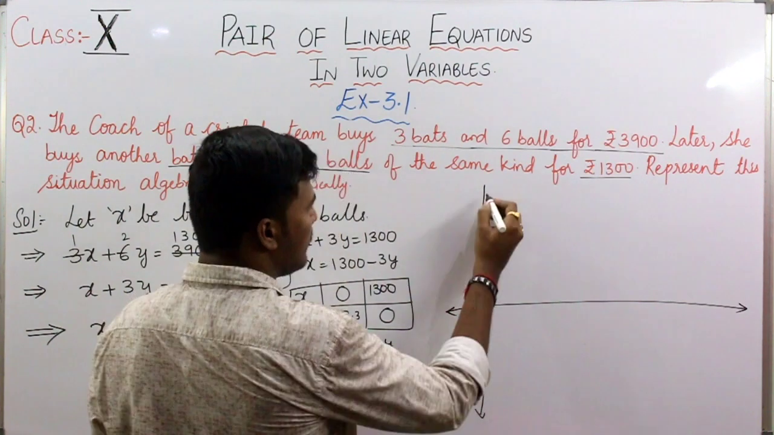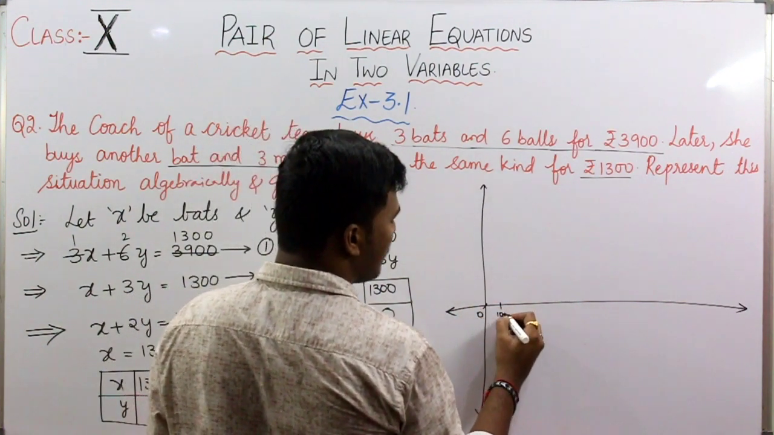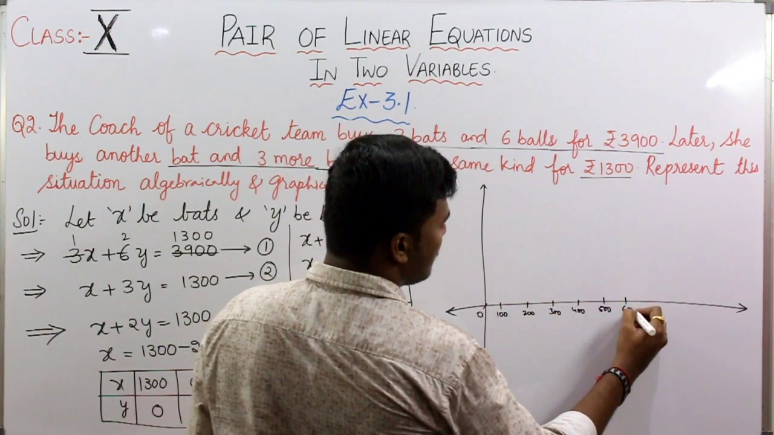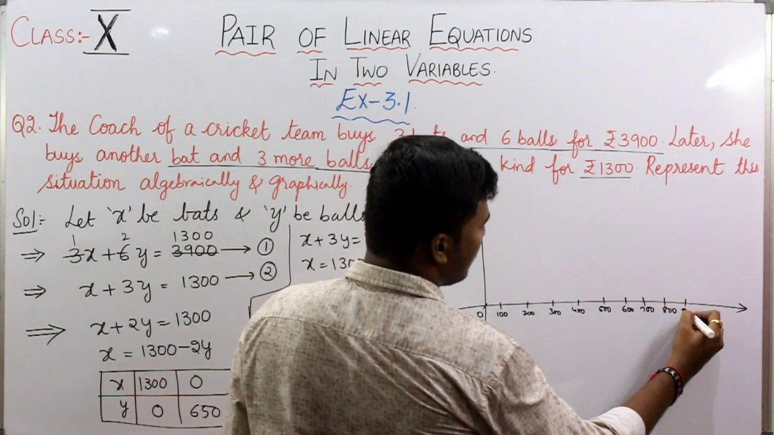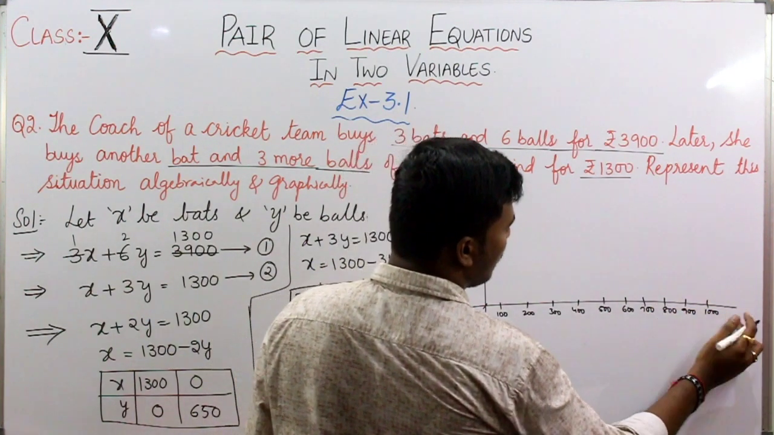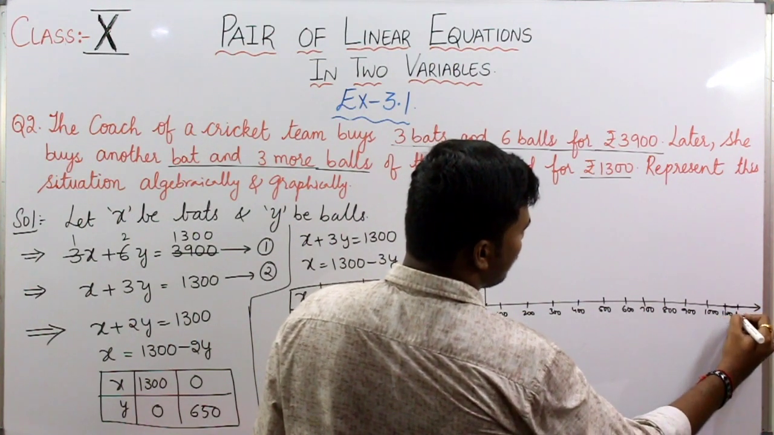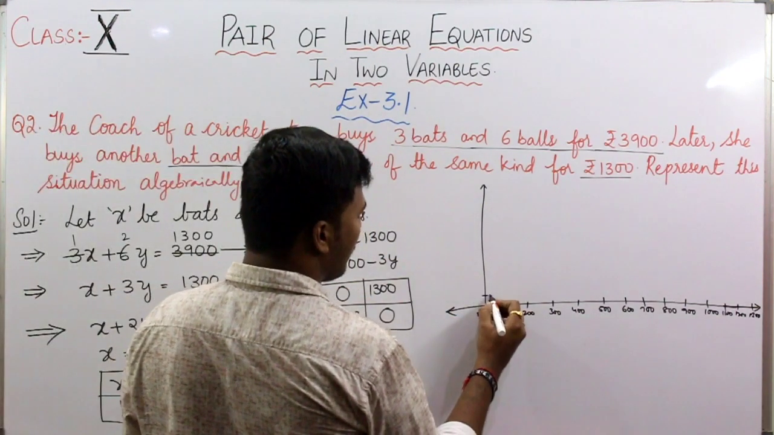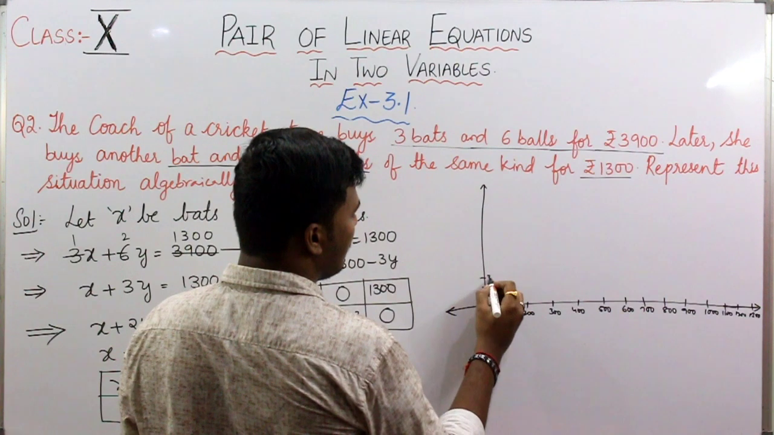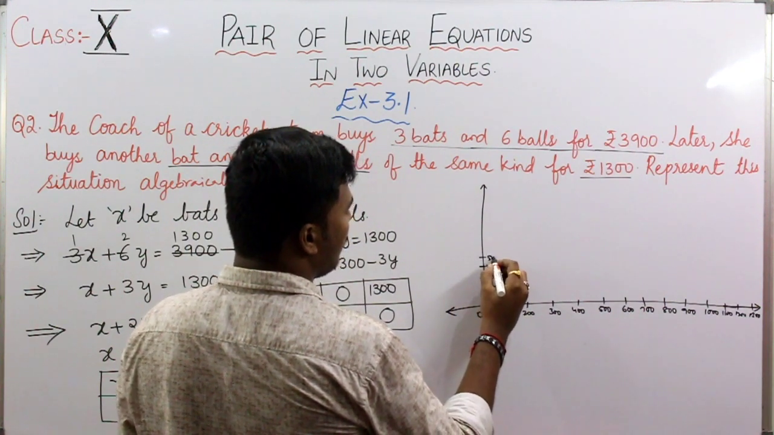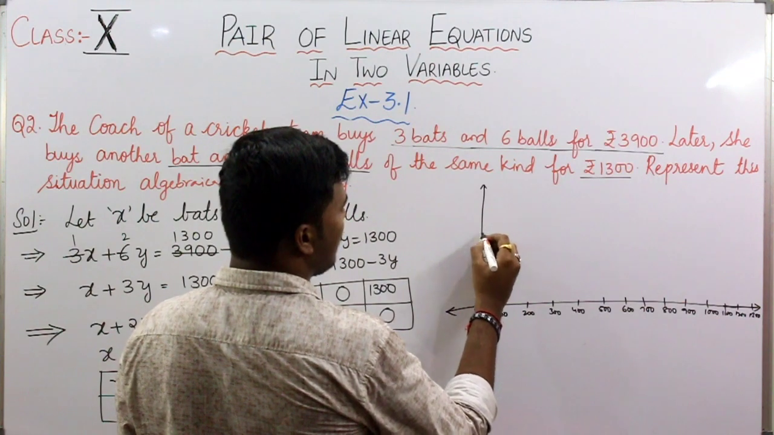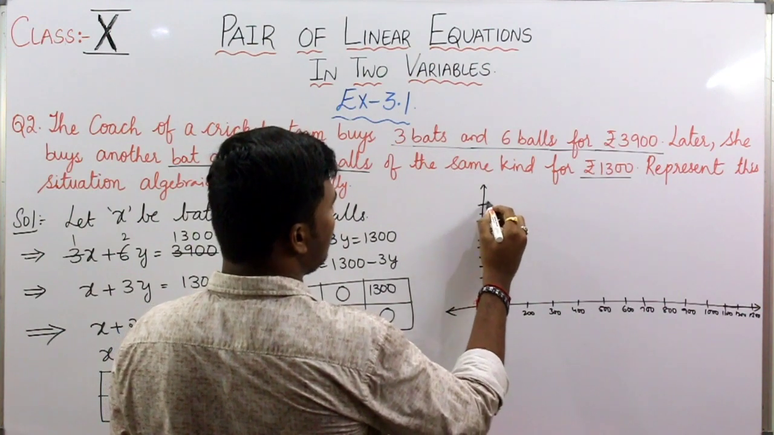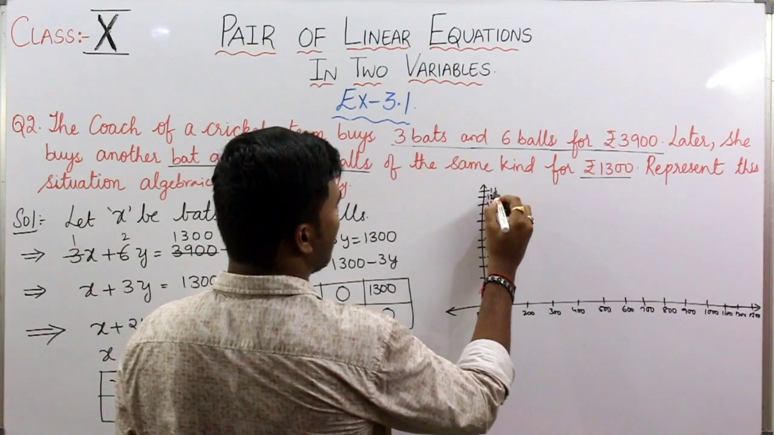That means on the x-axis: 0, 100, 200, 300, 400, 500, 600, 700, 800, 900, 1000, 1100, 1200, 1300. I have taken till 1300 because I have 1300. Next, on the y-axis: 100, 200, 300, 400, 500, 600, 700, 800, 900, 1000, 1100, 1200, 1300.